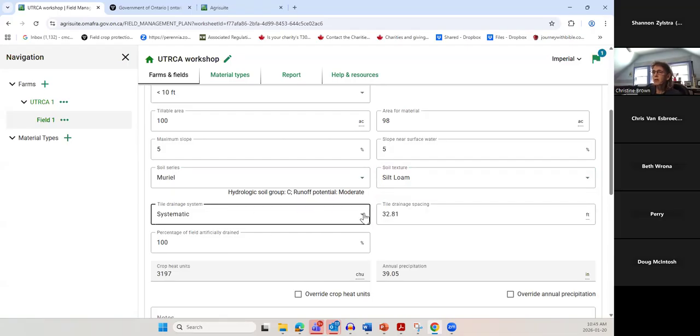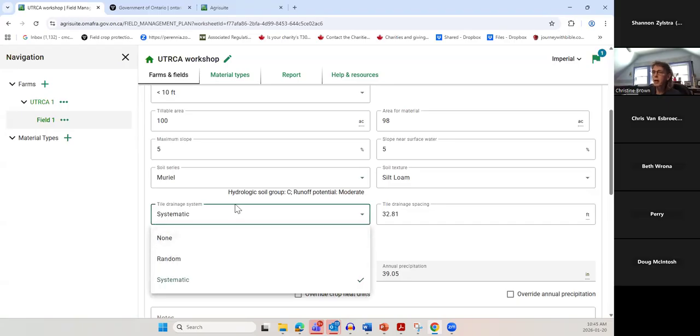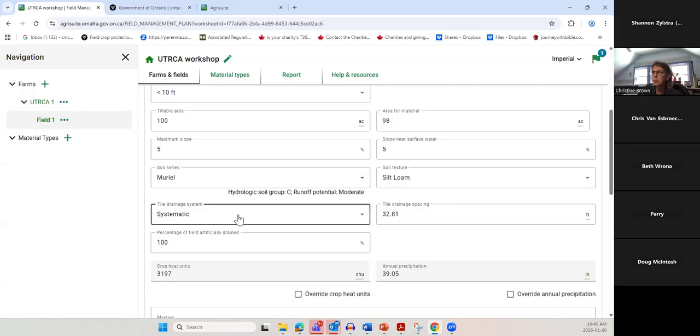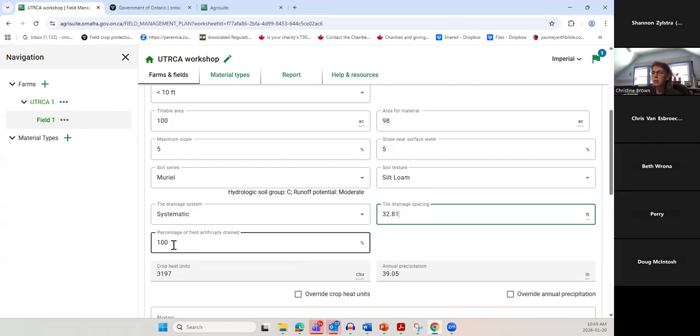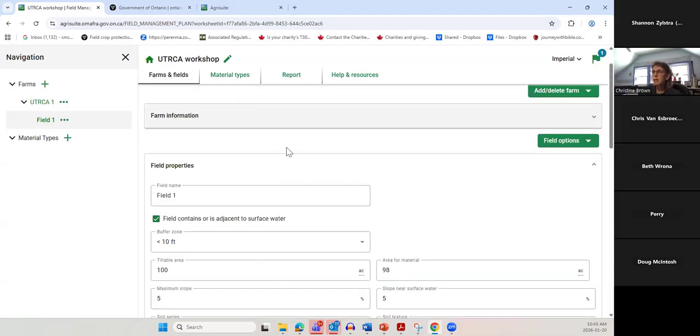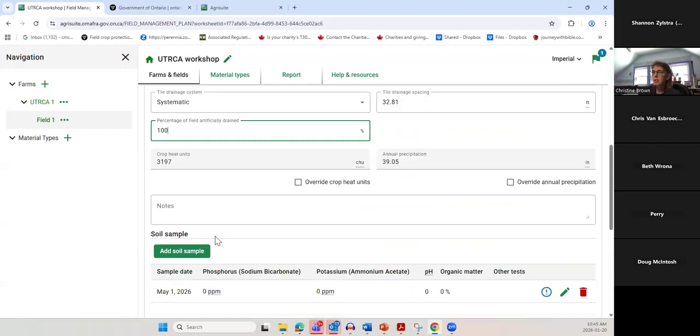And then is the field systematically tiled, randomly tiled, or none? I'm going to say most fields are probably systematically tiled. And then where we add systematic tiles, the drainage spacing is often just assumed, but we can change that. So if we wanted to, we could change that to whatever the spacing actually is. And then what percentage of the field is drained? Again, we can change that. Crop heat units, based on the location that we chose in the farm, this is automatically set. I can override it. Same with the annual precipitation. It's based on long-term averages at these locations.